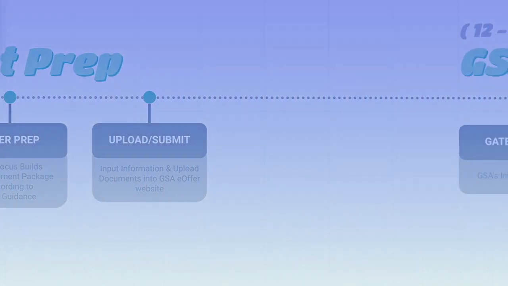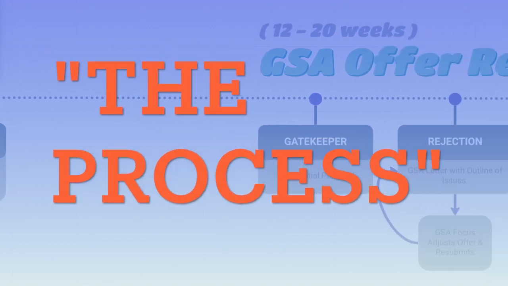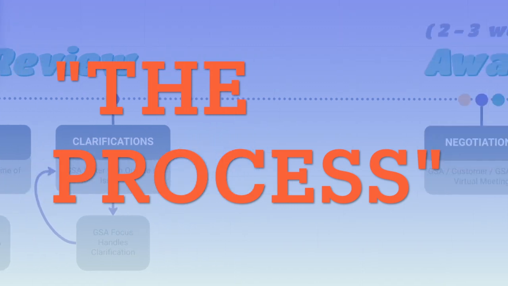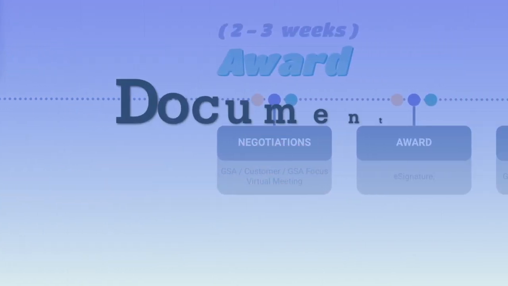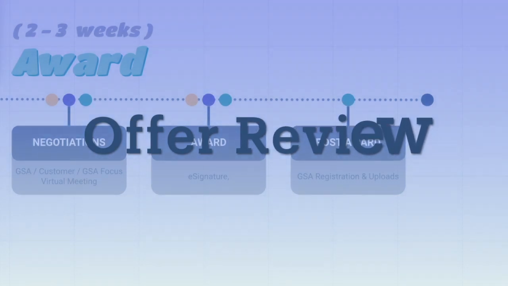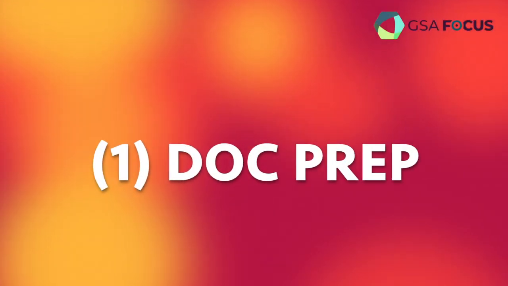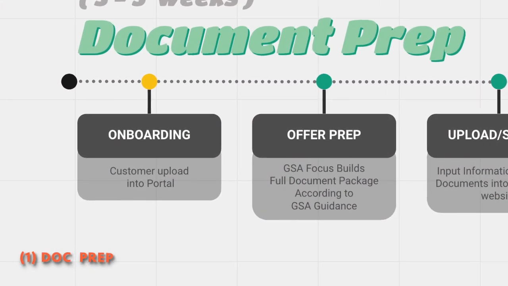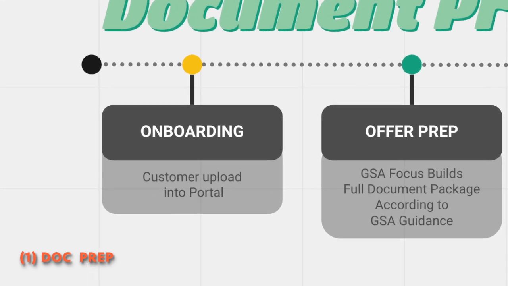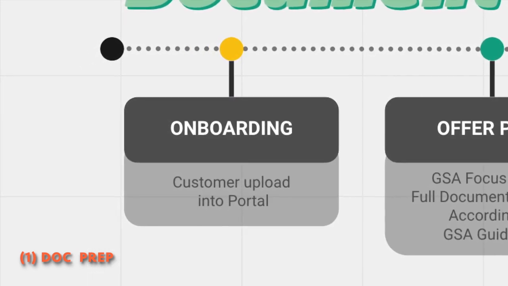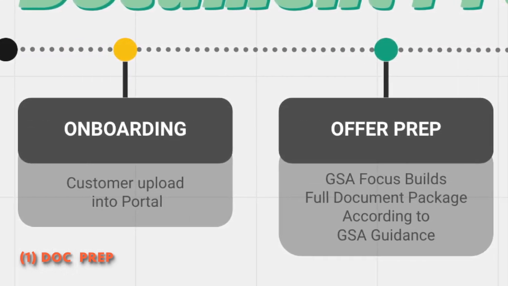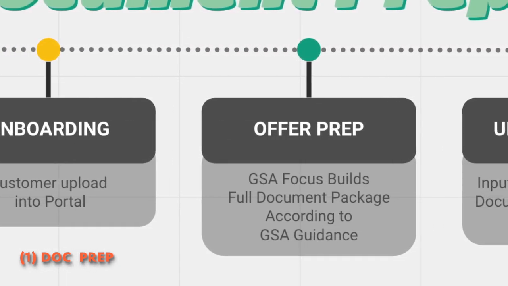Here at GSA Focus, we call this the process, and it describes how we work to get you into the GSA schedule program. The process is divided into 3 steps: document preparation, offer review, and award. Let's go over the document preparation stage. In onboarding, you gather all necessary documents and upload them into the portal. Once finished, the documents are sent over to the GSA Focus operations team and we begin the offer preparation.